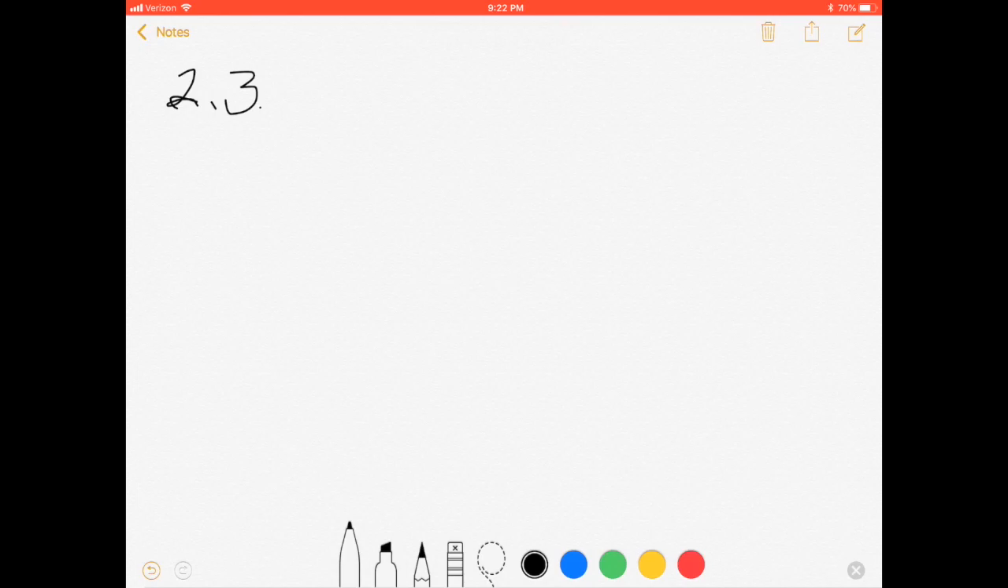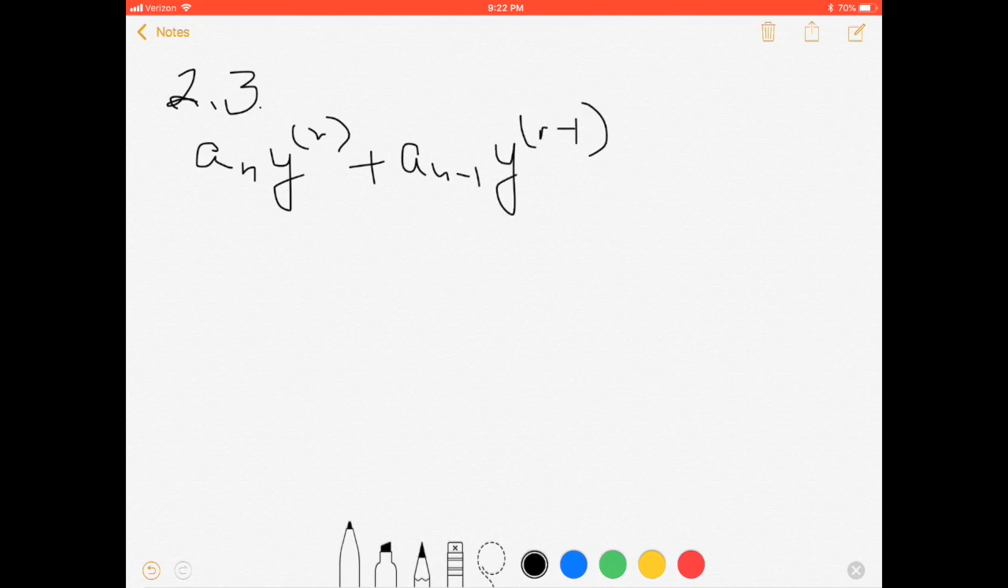Let's go. I have an nth order homogeneous equation with constant coefficients. This means my equation is something like this: a_n y to the n-th derivative, plus a_{n-1} y to the (n-1)-th derivative, plus and continue, plus the last term a_0 y, equals 0. This we call equation 1.